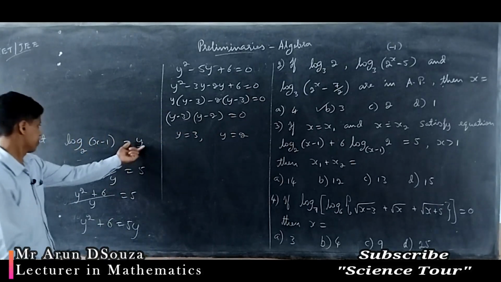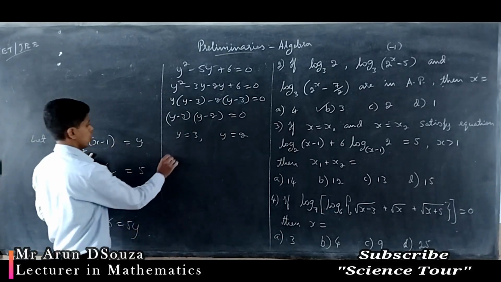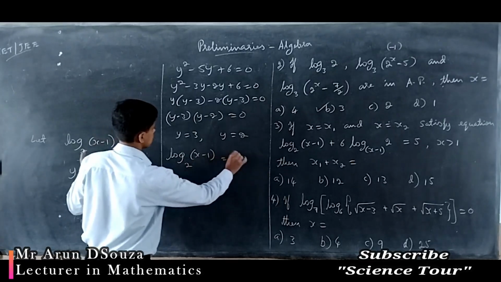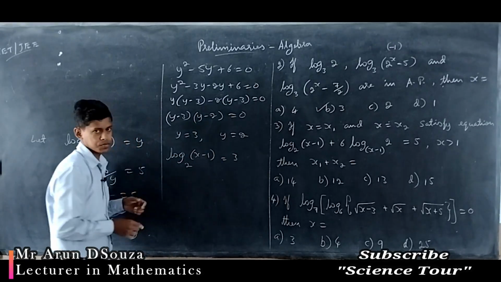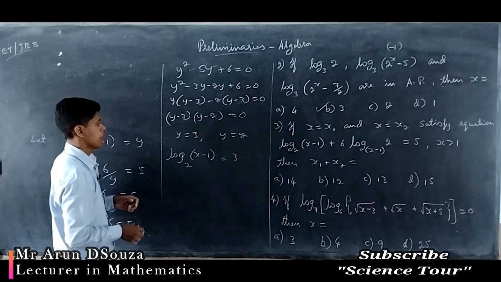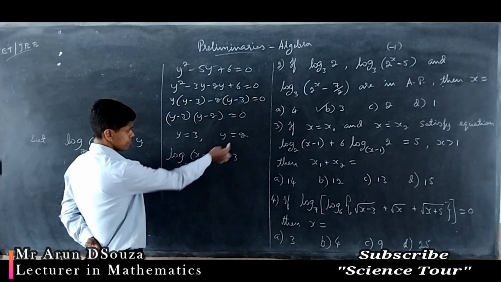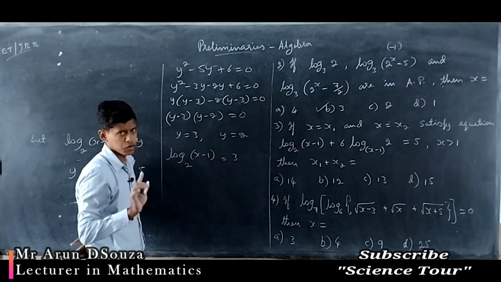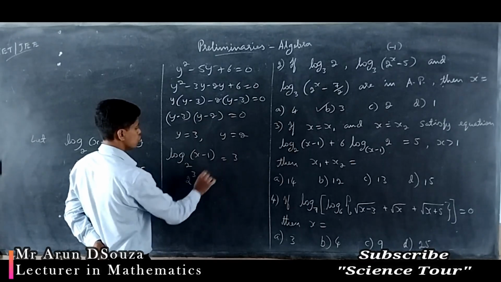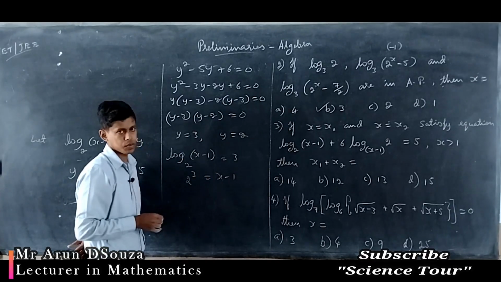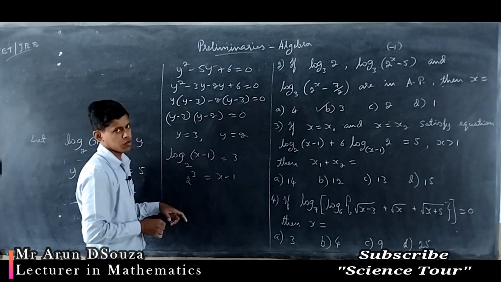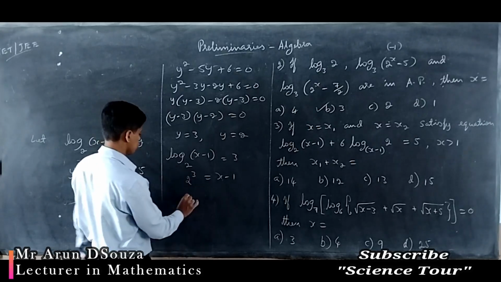Now what is y? y is this. So log of x minus 1 is equal to 3. That's the first value, correct? Next we have to take 2, we'll do that later. Now what is the exponential form of this? 2 cubed is equal to x minus 1, correct? See, we need to find this value, so we have to convert it to exponential form. So what is 2 cubed?